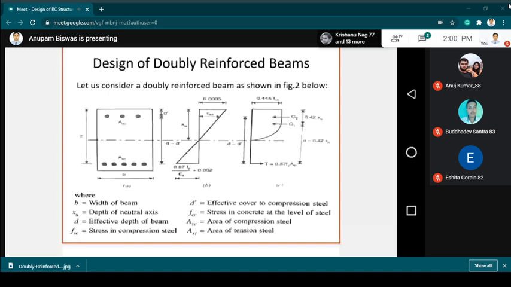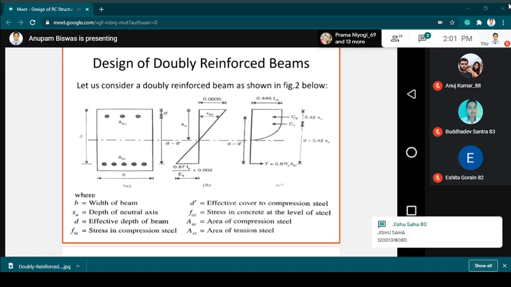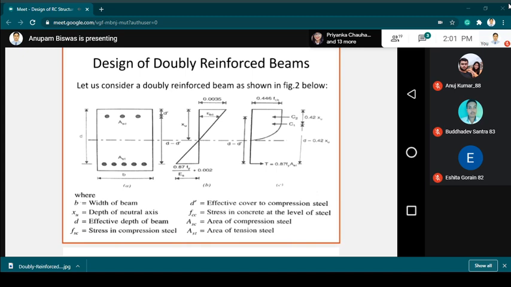And these are the corresponding values. See the depth of C1, that is acting at 0.42 Xu. We know that the maximum compression is 0.446 fck. So at a distance 0.42 Xu, this C1 is acting, and C2 is acting at the compression reinforcement, that is the effective distance of the compression reinforcement from the extreme concrete fiber, that is d dash.